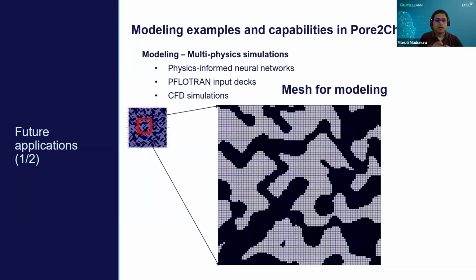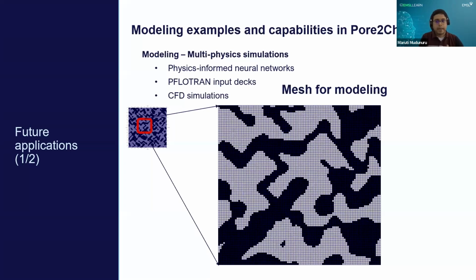So the key modeling capabilities that our team is developing include the physics-informed neural networks. The physics-informed neural networks allow us to integrate physics laws such as Darcy's flow, the diffusion equation, and the advection-diffusion equation with experimental data to enhance machine learning modeling capabilities and make it much more predictive and reliable. In addition to that, we also provide PFLOTRAN input decks as a part of our future application.